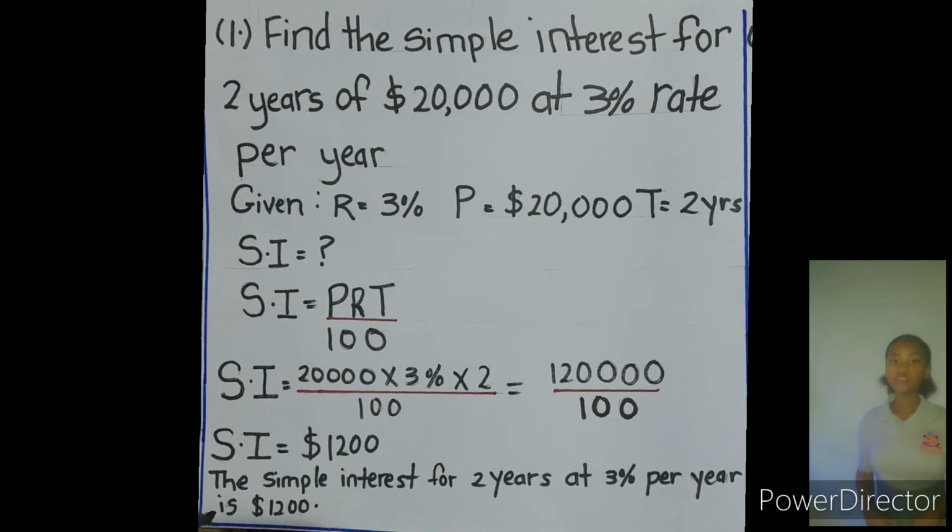Let's take into consideration the question behind me. We'll put it in the simple interest formula: SI equals P times R times T divided by 100. We don't know what the simple interest is, but we know the principal, the rate, and the time. The principal is 20,000, times the rate is 3, the time is 2 years. Very good. Divided by 100. When we work that out, we get 120,000 divided by 100. We need to get it smaller, so 120,000 divided by 100 gives us 1,200 as our simple interest.